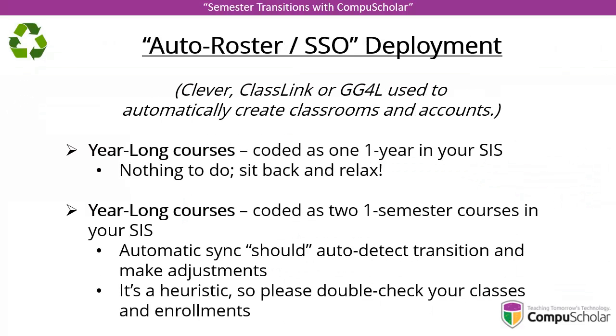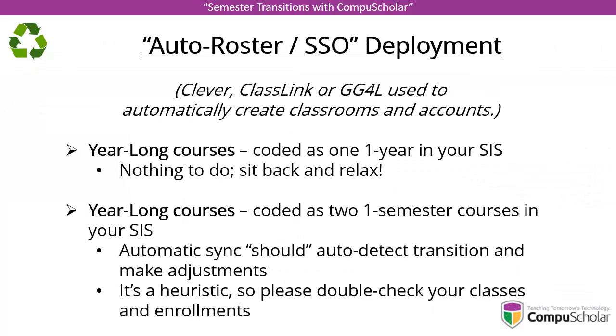We do see quite frequently that what you would consider to be a year-long course is actually coded as 2 independent single semester courses in your system. So if that is the case, those 2 courses would actually be represented to CompuScholar as 2 independent courses, one of them in semester 1 and the second one in semester 2. And what we want to do is ensure that you continue using the same CompuScholar course to preserve your student progress and grades and enrollments.